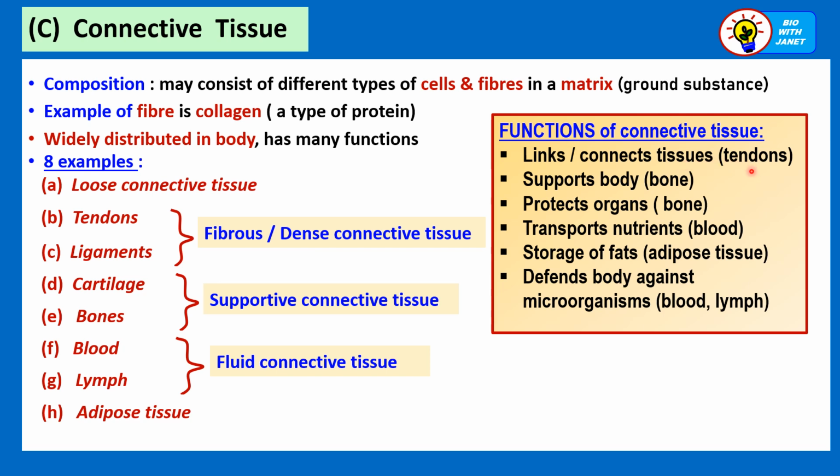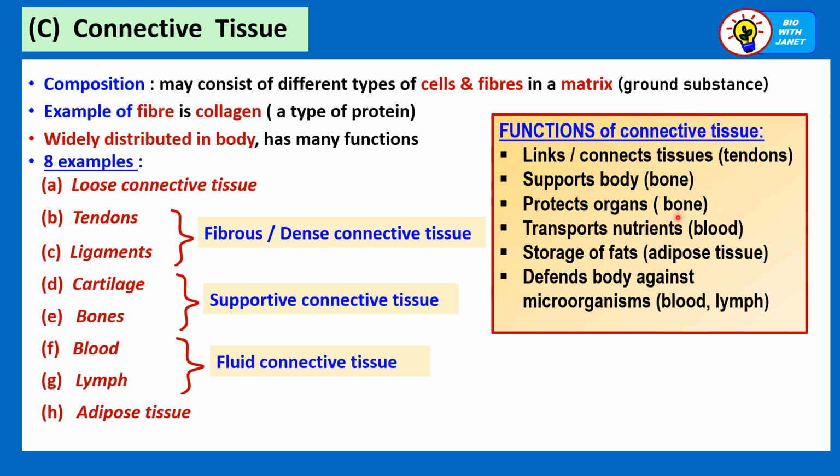Examples are tendons that connect the muscle to the bone, okay? And ligaments connect bone to bone. So second function, it helps to support the body. For example, bone, okay? The whole human skeleton is made of the bone tissues, and this helps to support the body. Thirdly, it protects organs.